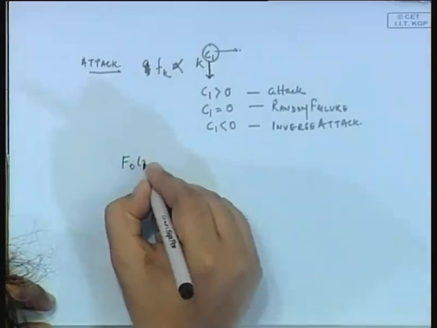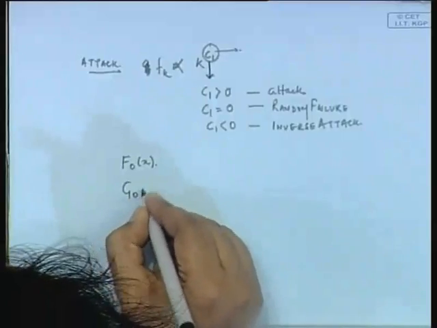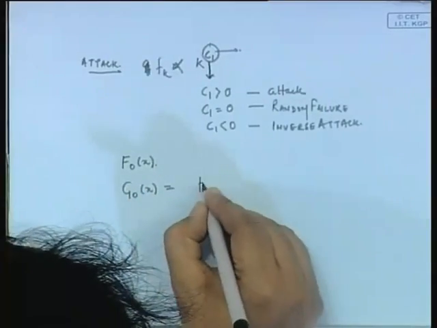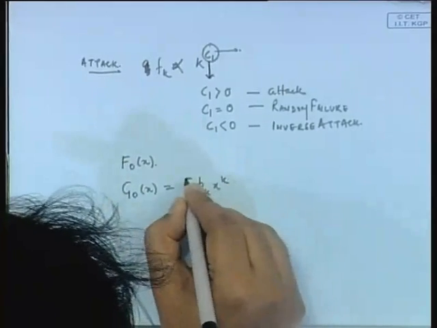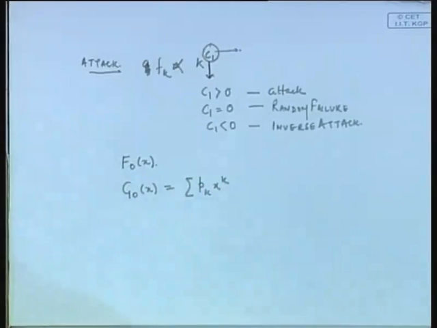The first question is, can we write the generating function? I want to write the generating function f0x. What will this show? A node of degree k. What is g0x? Let us write first: it is summation pk x to the power k. What does this generating function mean? The probability that a node is of degree k. It is a generating function showing the distribution of the probability of a node of degree k.